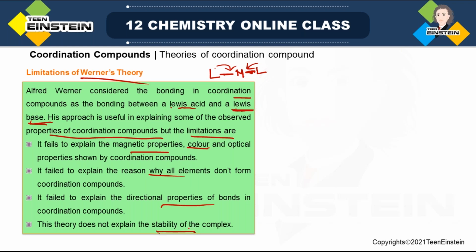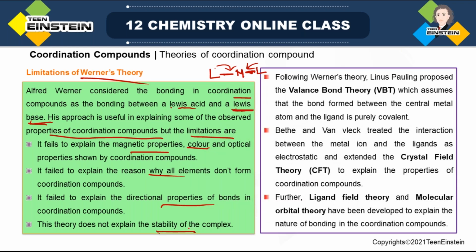So obviously, to overcome all these limitations, some more modern theories are there. And what are those? After Werner's theory, the next theory is VBT, that is valence bond theory. Following Werner's theory, Linus Pauling proposed this theory. You see, basically in every theory you will find some assumption. In Werner's theory, we made the assumption that it is a Lewis acid, Lewis base interaction. Now the second theory, VBT, also has an assumption. And what is the assumption? Here the assumption is that the bond formed between the metal and the ligand is purely covalent.